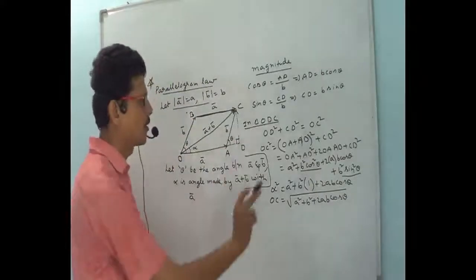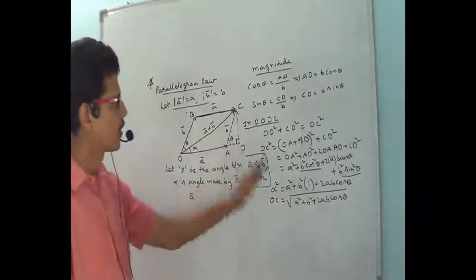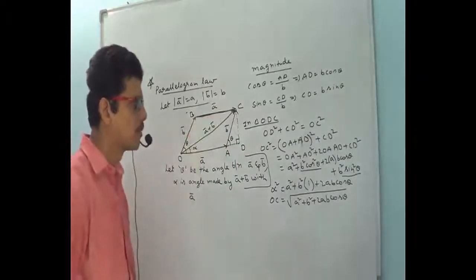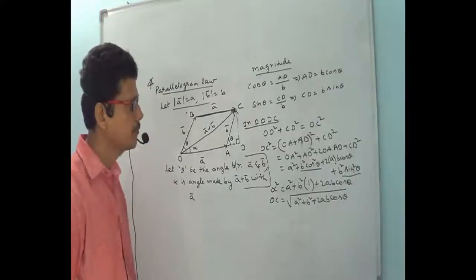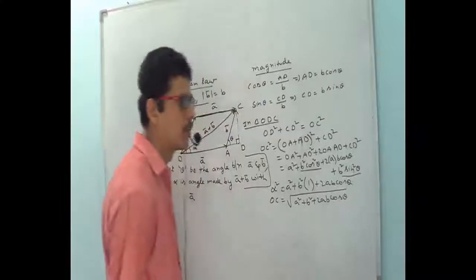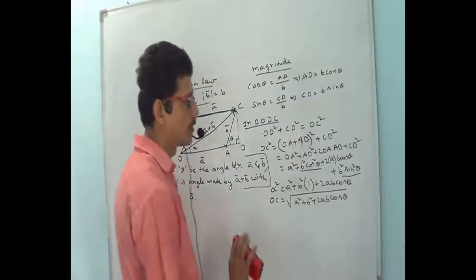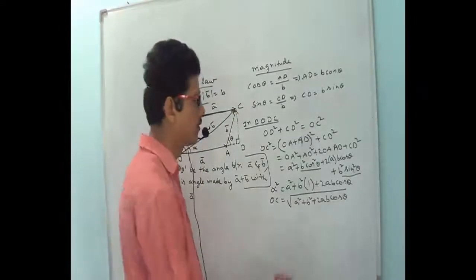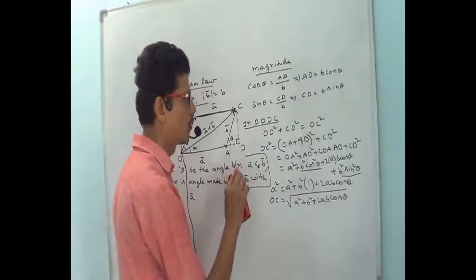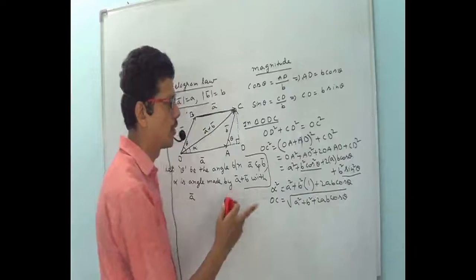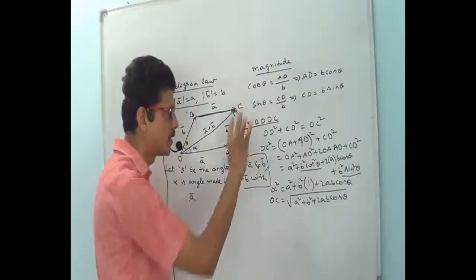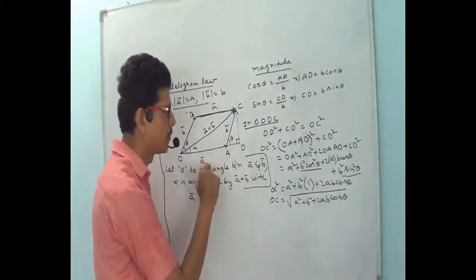So this is the magnitude. Then if I erase this, I can go with the direction. How can you find the direction of this vector? This will be asked as a 4 marks question. Direction also you have to write. It is easy only. What is this AD? AD is B cos theta. What is CD? CD is B sin theta.